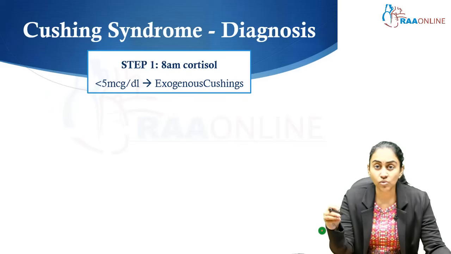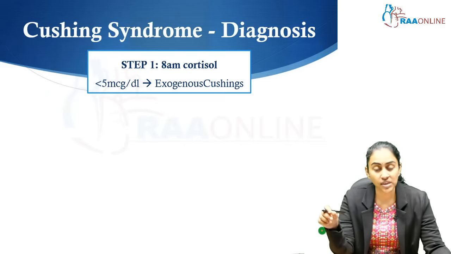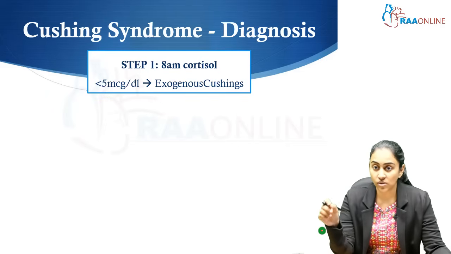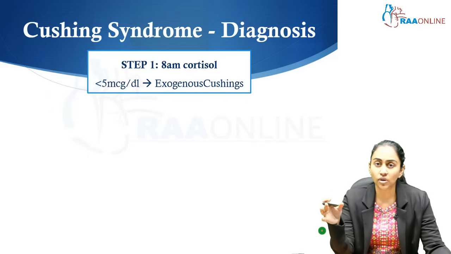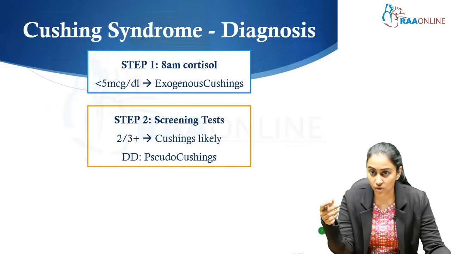What is the first step? As I told you earlier, the most common cause of Cushing syndrome is going to be exogenous Cushings, iatrogenic Cushings resulting from exogenous glucocorticoid intake. So, the first step is targeted at ruling out exogenous Cushing. Step 1 is an 8 AM cortisol. If the 8 AM cortisol itself is suppressed in a patient with typical Cushingoid features, that means this patient has an exogenous or an iatrogenic Cushings.